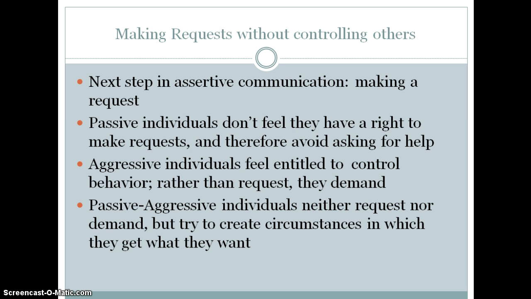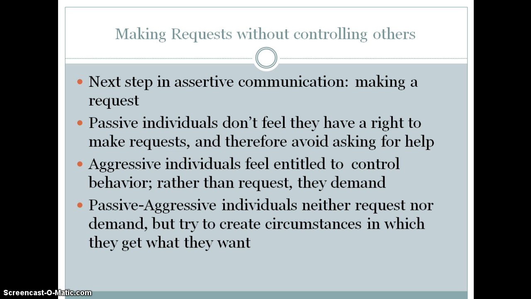So here we go. The first chapter for this week was chapter 14, making requests without controlling others. And Patterson talks about, all of the skills we've learned so far in this class have been about how to communicate assertively. The next step is really making that request of someone. So we've practiced giving our opinion, we've practiced saying no, we've practiced giving positive and negative feedback, but now we're actually asking someone to do something.